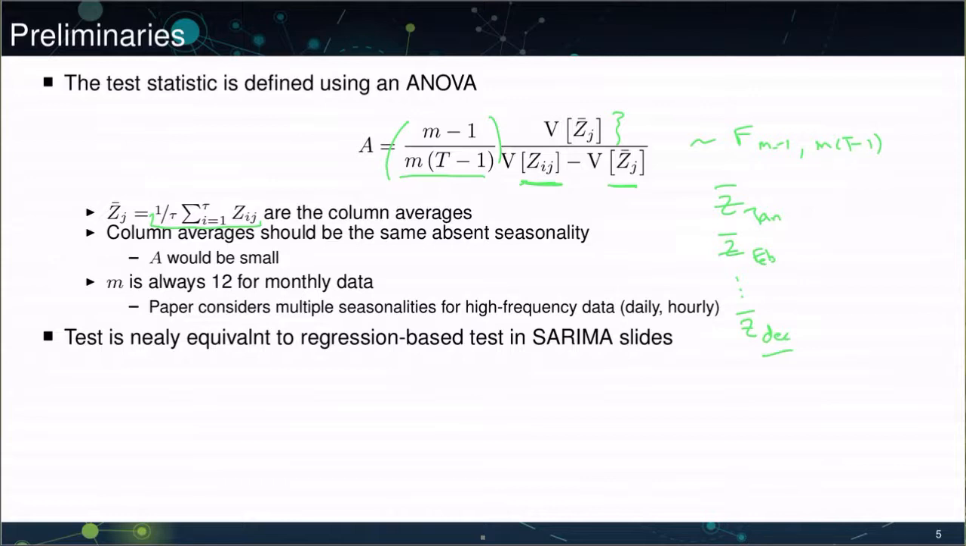Just spotted a slight typo here. So it shouldn't be m t minus 1. It should actually be m tau minus 1. That is, the denominator degrees of freedom should be m times tau minus 1. That's because m tau is the number of observations in our matrix, minus m, which is the number of parameters we have in our unrestricted model, so including the m minus 1 seasonals and the intercept. So small typo there, that should be tau.